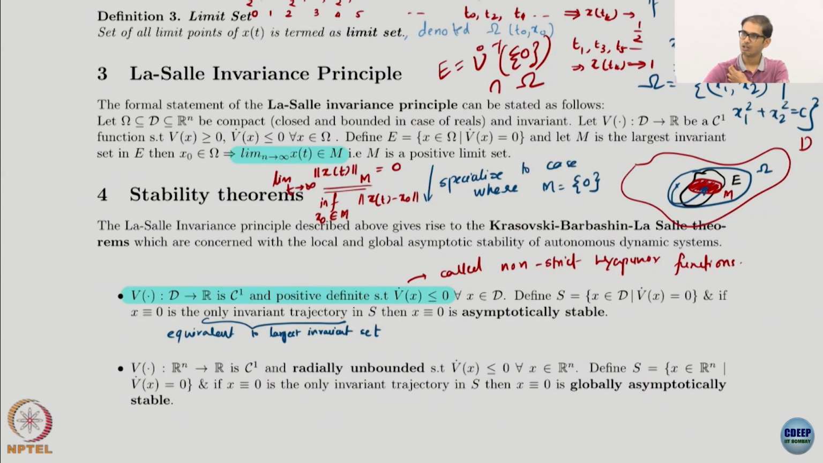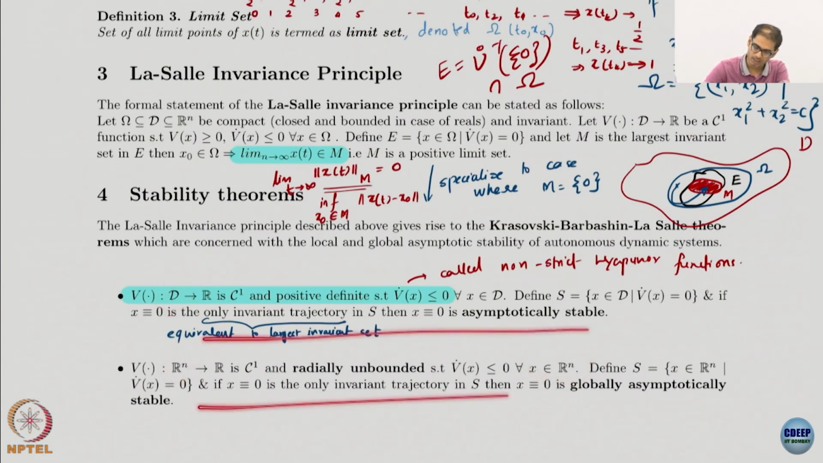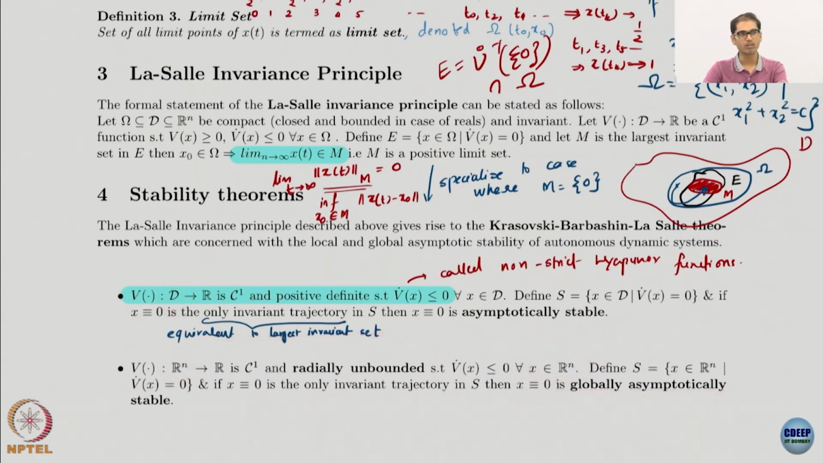On the other hand, you can also state a global version which says that if now you do not have a domain, you have all of Rn, again negative semi-definite in all of Rn, and you have the same things happening, then you have global asymptotic stability. If the domain goes away, then you have global asymptotic stability.